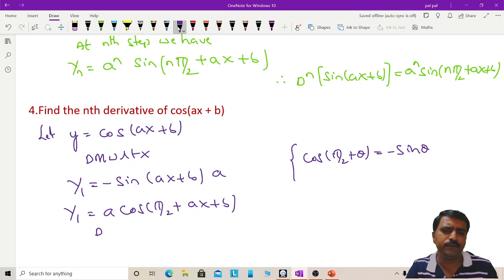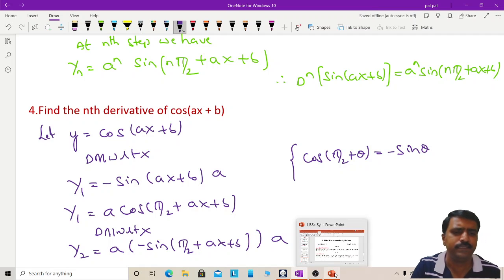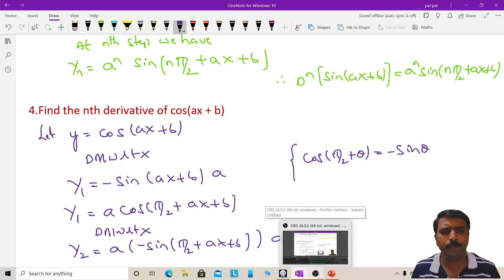Again you differentiate this with respect to x. Differentiation of y1 is y2. y2 is equal to a into the differentiation of cos, which is again minus sin theta, that is 90 plus ax plus b, close this bracket, into a. Differentiation of 90 plus ax plus b is a.